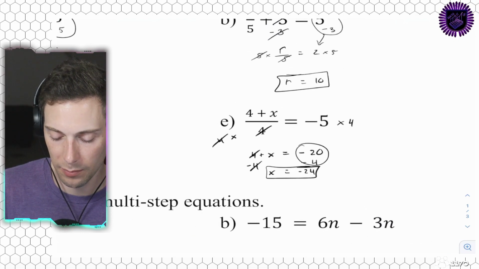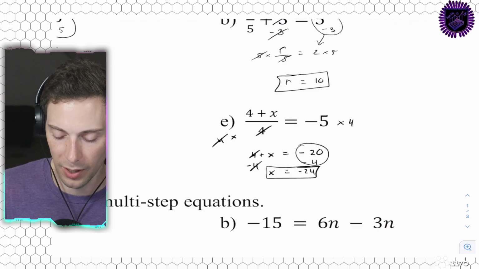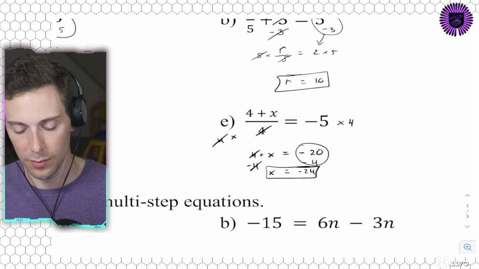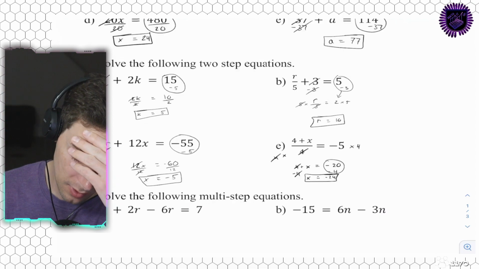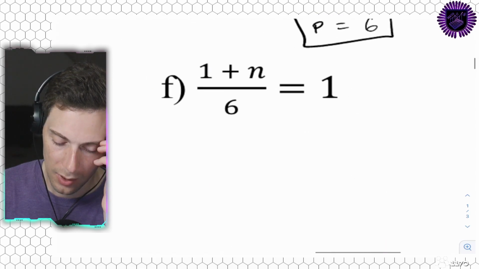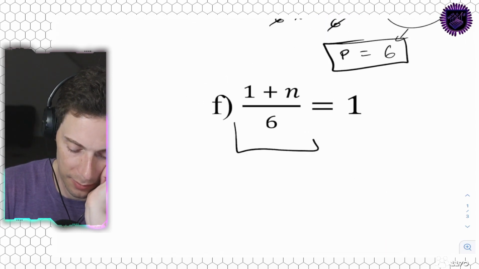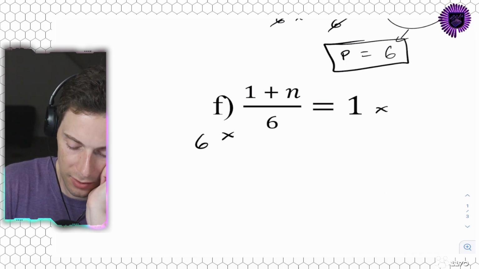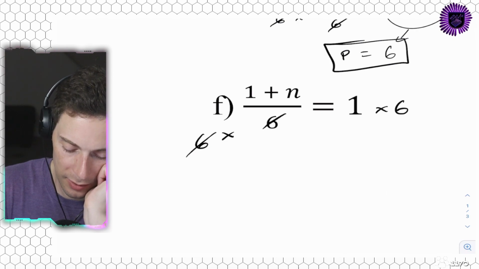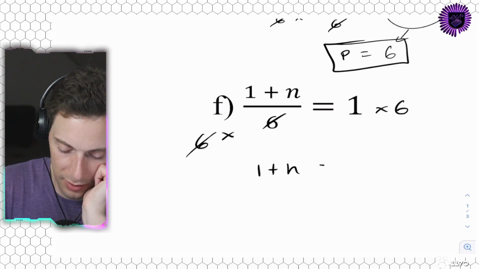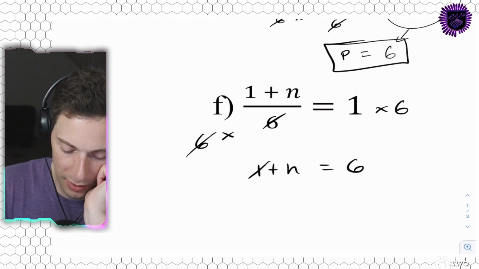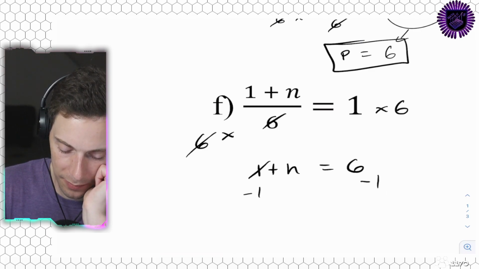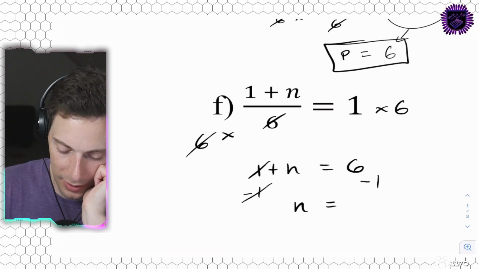Four plus x divided by 4 is equal to negative 5. 24. 20. Okay, yeah. All right. That works. Same thing here. So it's all integrated in one term. You can't really separate those pieces. So we're going to multiply by 6 on both sides to start breaking this apart. And it leaves us with 1 plus n is equal to 6. We're going to cancel that 1 out by subtracting 1 from both sides. And that leaves us with n is equal to 5.